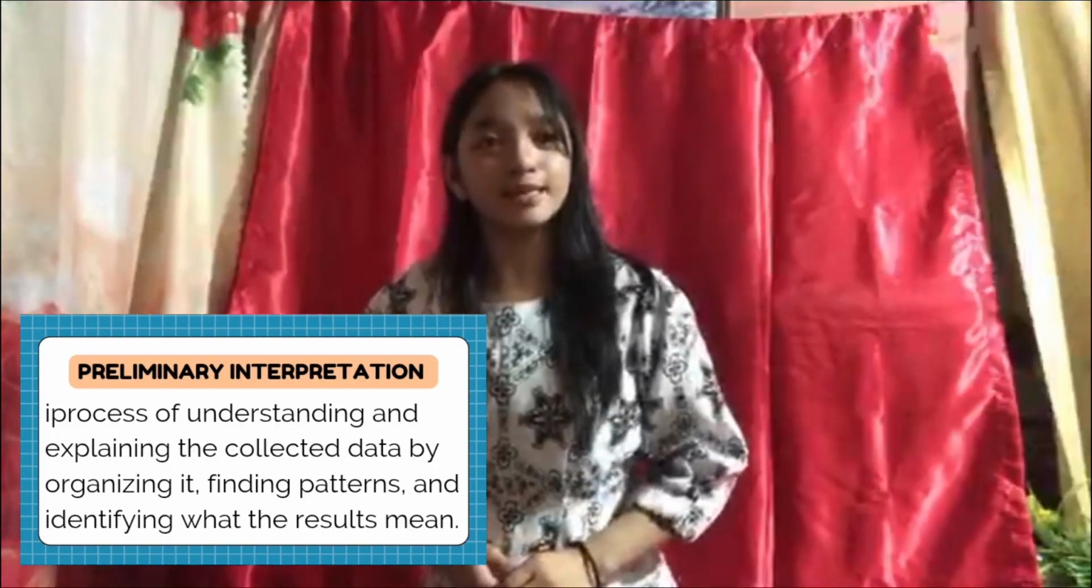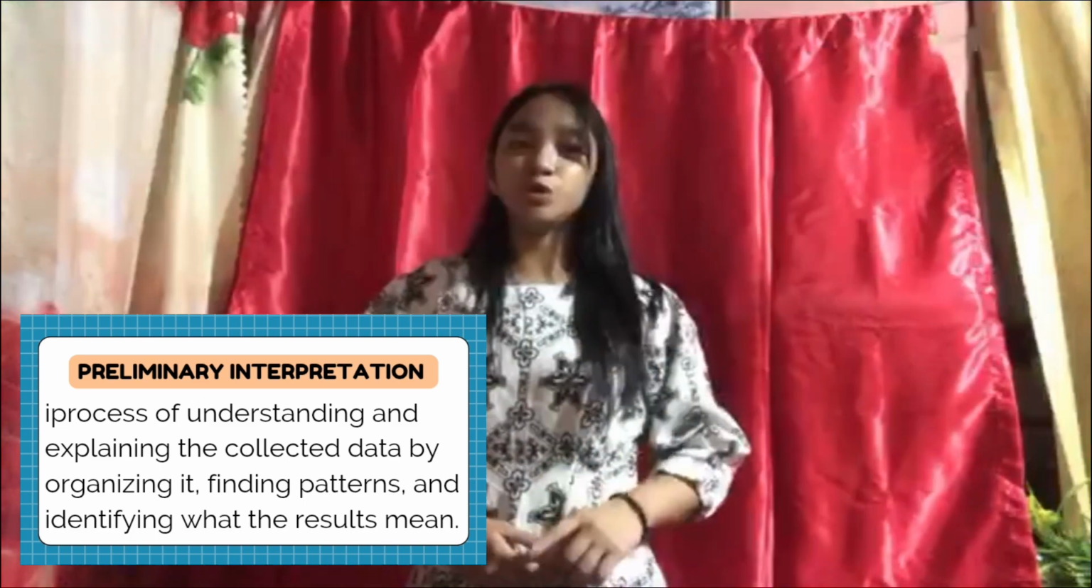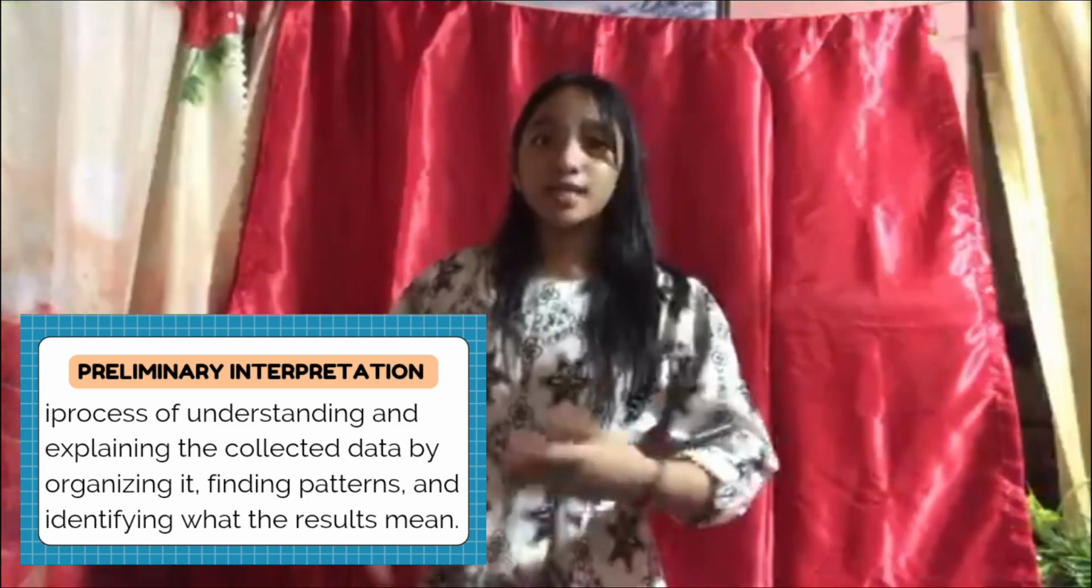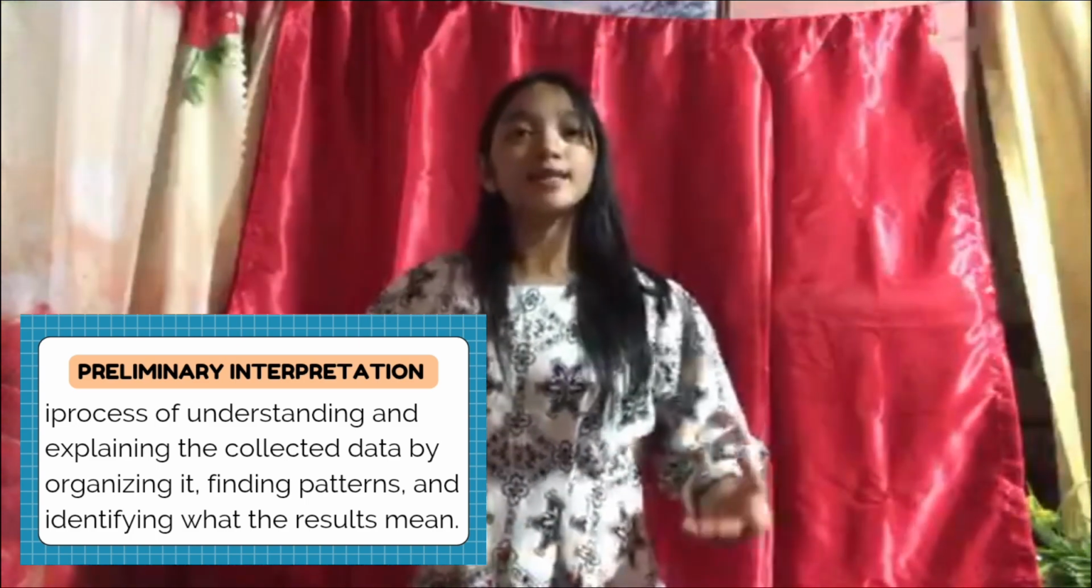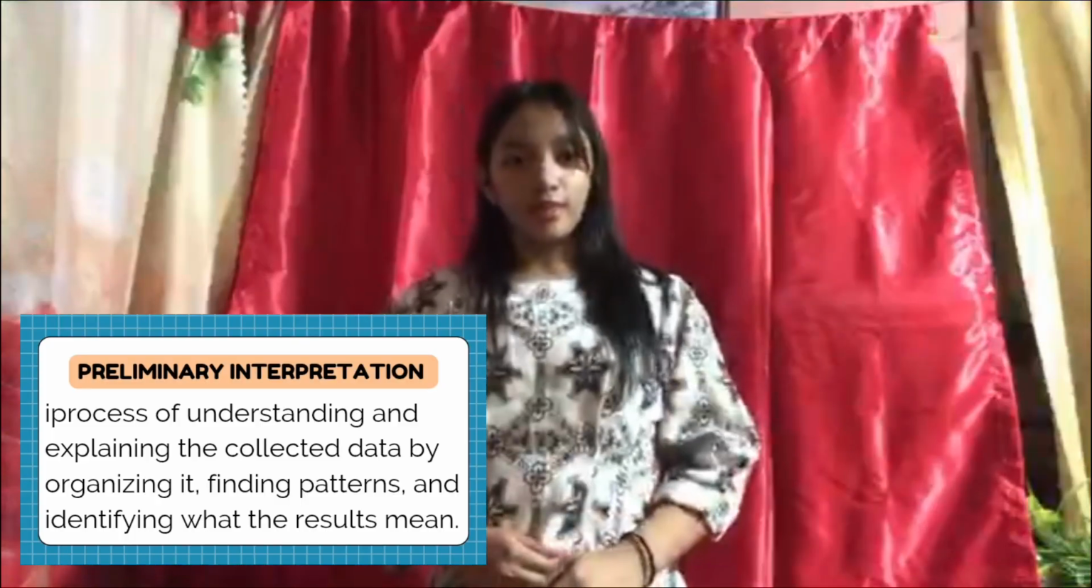After collecting data, researchers don't just stop there. They need to interpret the data to make sense of it. This step helps them find answers to the research questions. Preliminary interpretation includes three parts. First, organizing data. The second one is identifying patterns. The third one is summarizing findings.